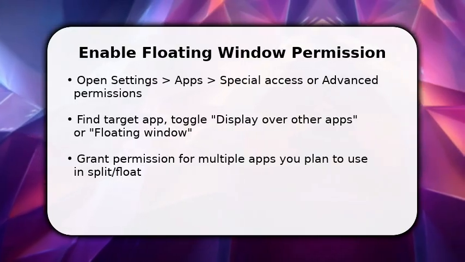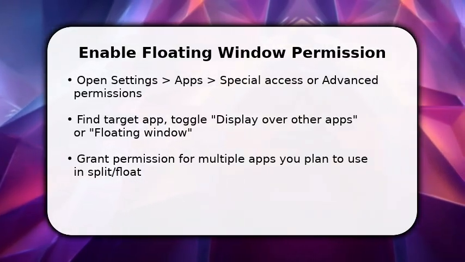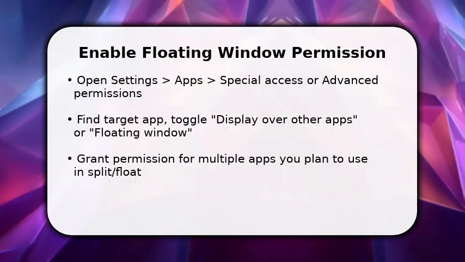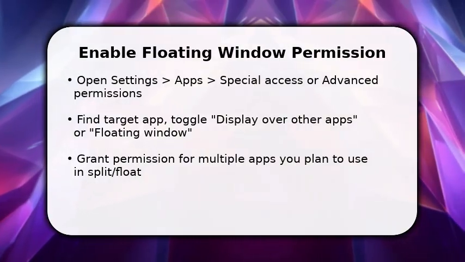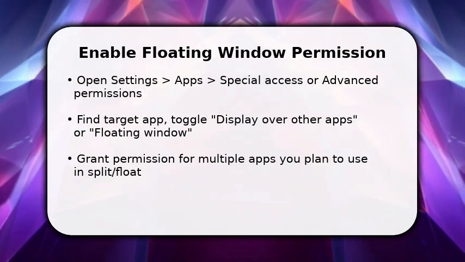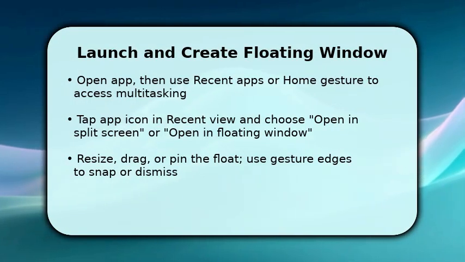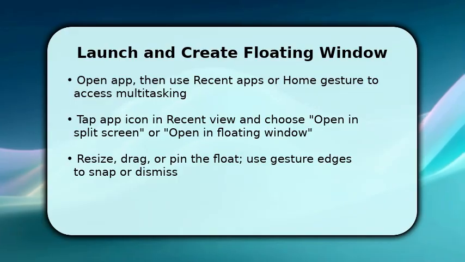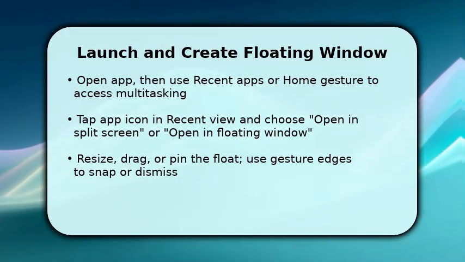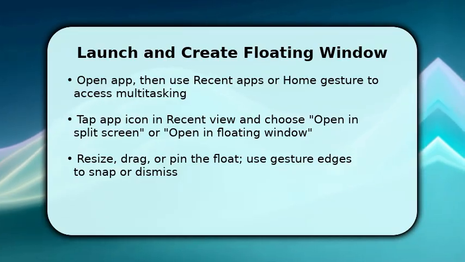This step ensures the system trusts the app to draw on top. Without it, your floating window will be blocked or closed immediately. Now open the app you just permitted and go to Recent Apps or use the multitasking gesture. Tap the app icon above the preview and select Open in Floating Window or Floating.